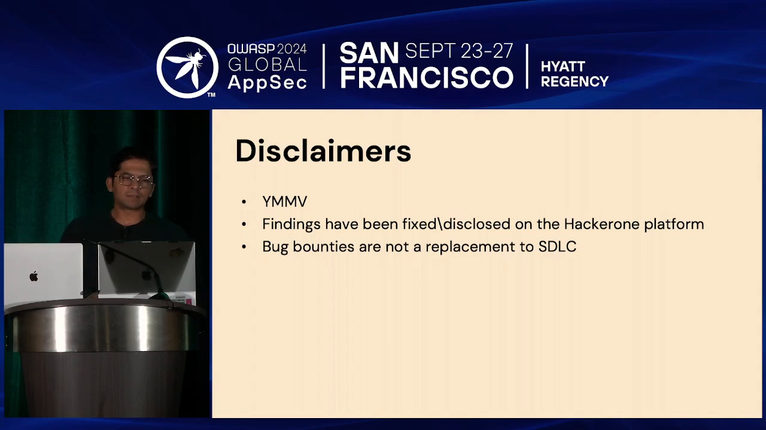So some quick disclaimers. This is what worked for us, and depending on your bug bounty program and your own vertical, your experience might vary. All the findings that we talk about today have been disclosed on the HackerOne platform, and if you want to look at additional details, you can go find them there. And please note that bug bounties are not a replacement for SDLC or pen testing. You always have to shift left and do other security controls as usual.